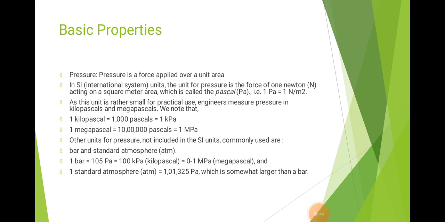10 lakh pascals is equal to 1 MPa. Other units for pressures not included in the SI units but commonly used are bar and standard atmosphere. 1 bar is equal to 10^5 pascals, that is 100 kPa, means 100 kilopascal, and 1 standard atmosphere is converted and the value is 1,01,325 pascals, which is somewhat larger than a bar unit.